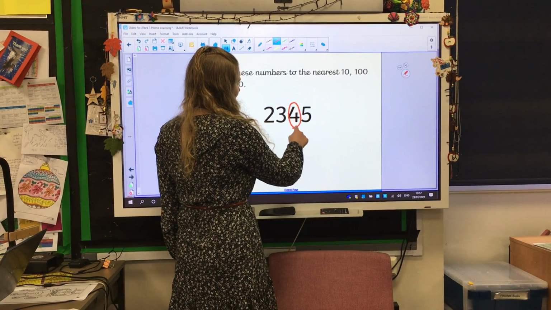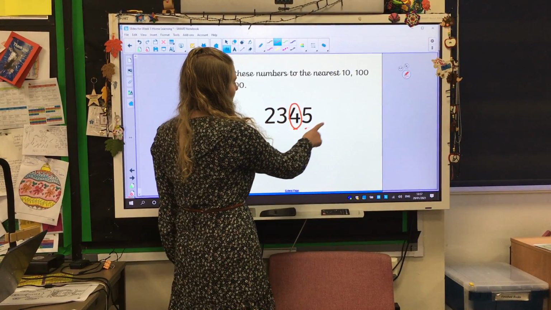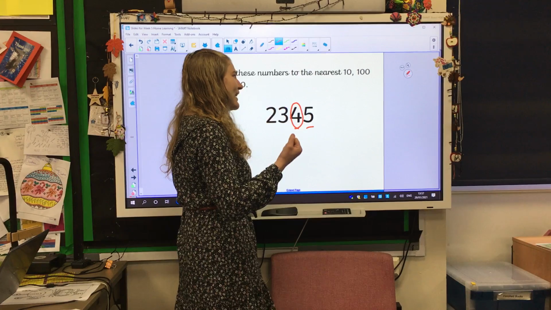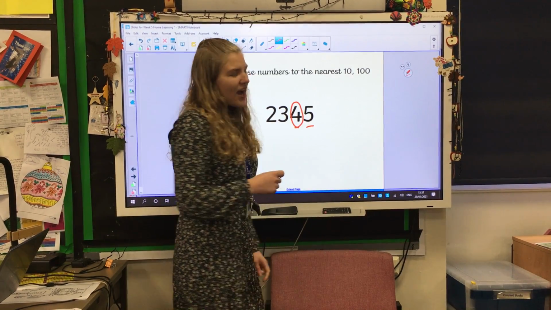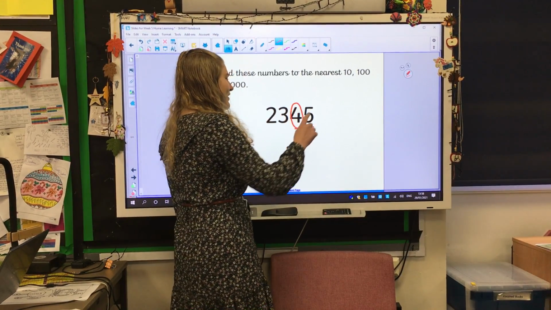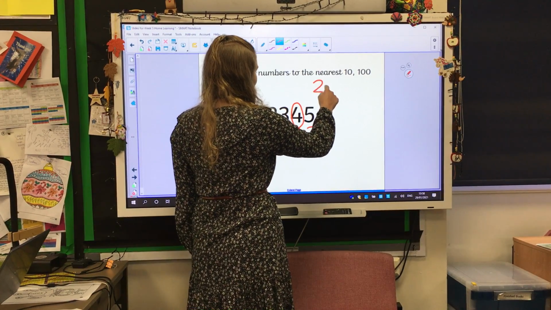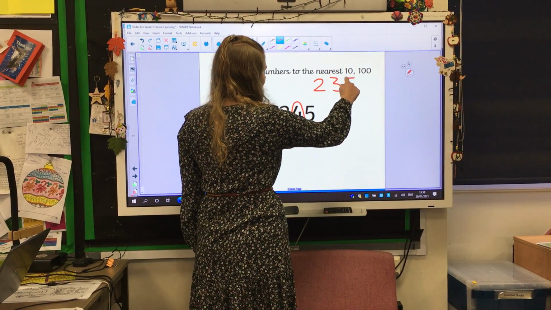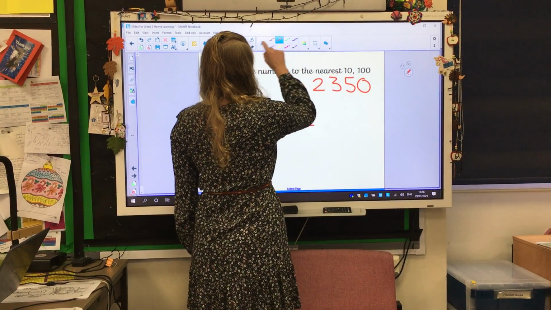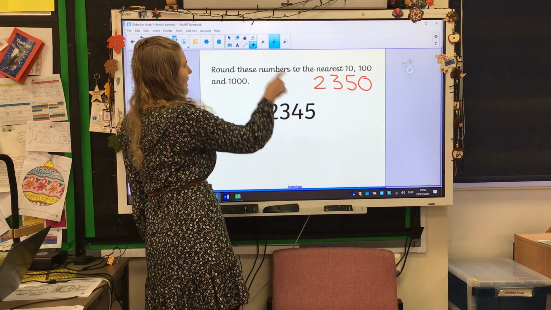So we've got 2,345. We circle the tens, underline next door. Think about that 5. Is it going to round up or down? It's going to round up, so the answer is going to be 2,350. Okay, now we're going to round to the nearest 100.